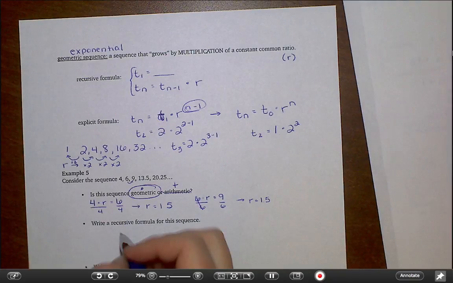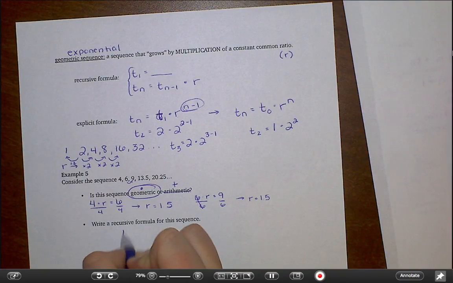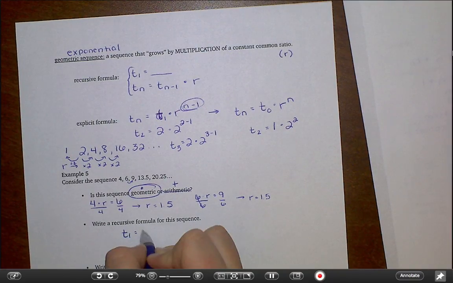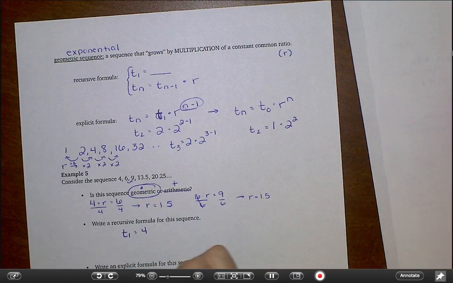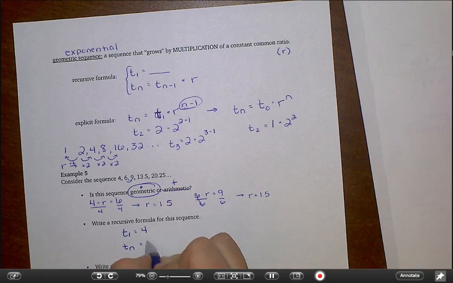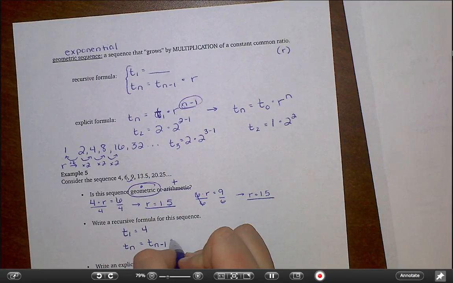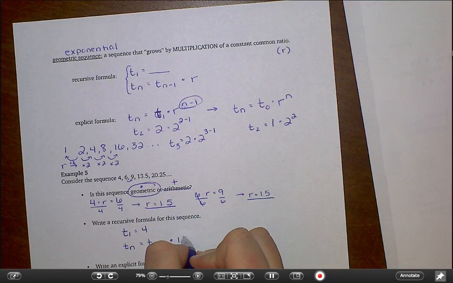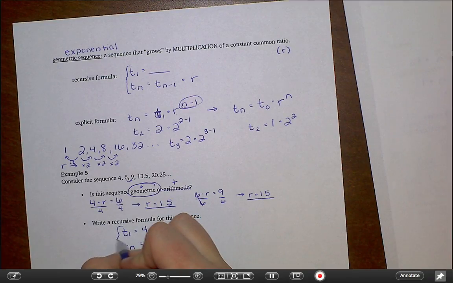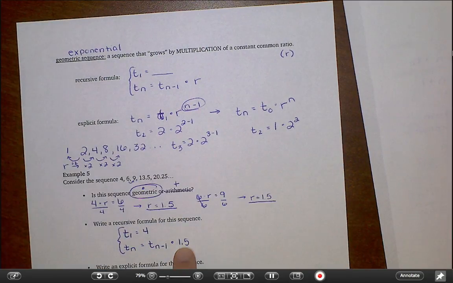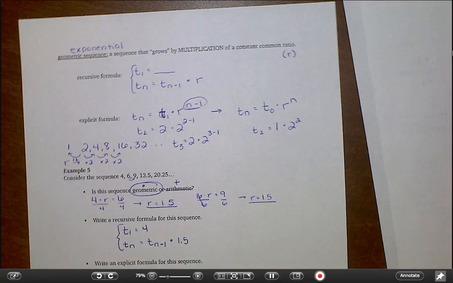Okay, so let's write a recursive formula. Remember, I always have to give term 1. Term 1 is 4. And then to get to my next term, I take the previous term, and we just discovered that my r value was 1.5, so I take the previous term and multiply by 1.5. I guess to be mathematically correct, I should say 1.5 times previous term, but either one of those will work.